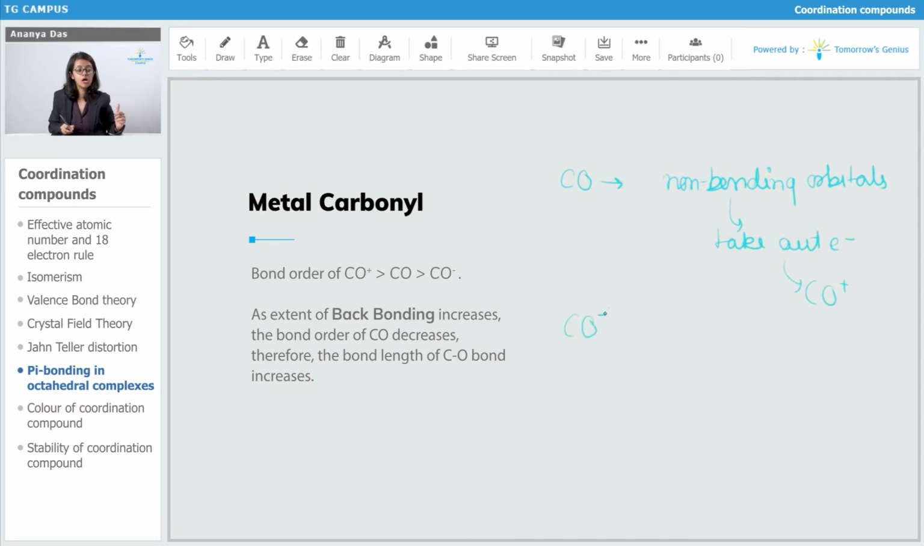And in CO, according to the molecular orbital diagram of CO, you have to give the electron to the anti-bonding orbital. That is the pi star. That is why it is a pi acceptor. That is d pi star ligand it was. So that is why, because the anti-bonding is the one which takes the electrons. So CO negative is formed when the electron is put into the anti-bonding orbital.